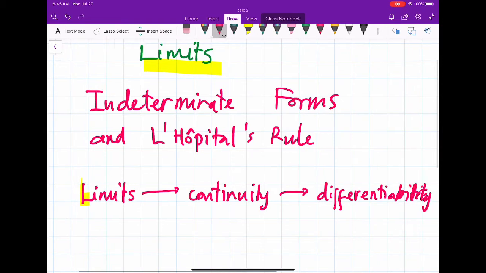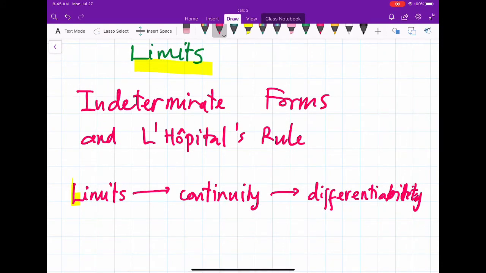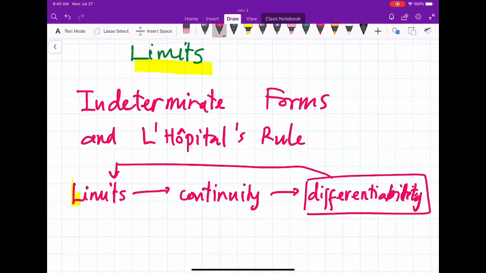Right? And now we know how to take derivatives, right? And we apply this to find limits. That is about L'Hopital rule.